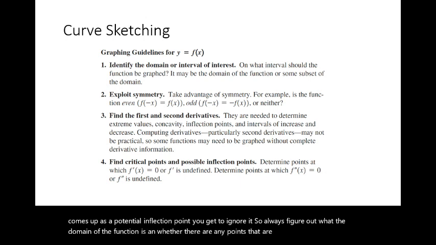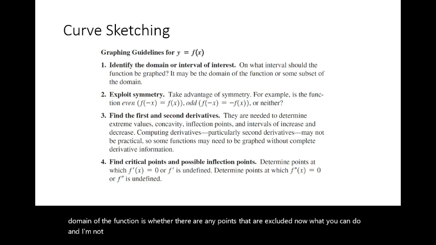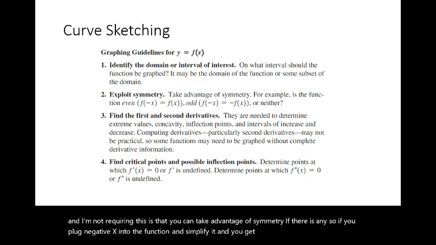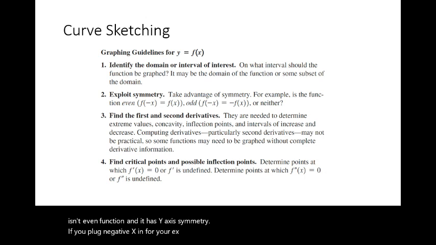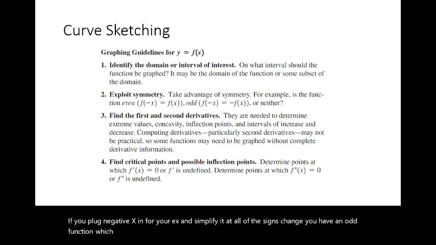Now, what you can do, and I'm not requiring this, is take advantage of symmetry if there is any. If you plug negative x into the function and simplify it and you get the exact same function back, it is an even function and it has y-axis symmetry. If you plug negative x in for your x and simplify it and all of the signs change, you have an odd function, which has origin symmetry. Whether or not you exploit symmetry is up to you.